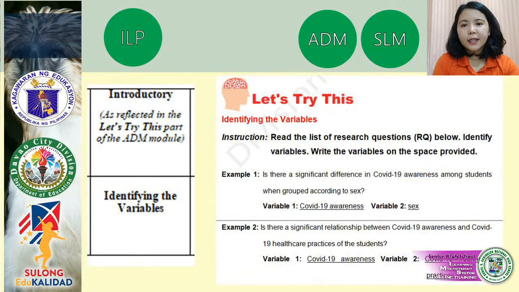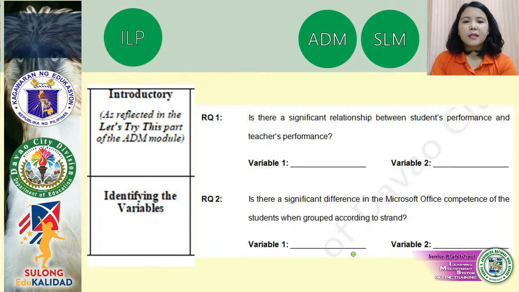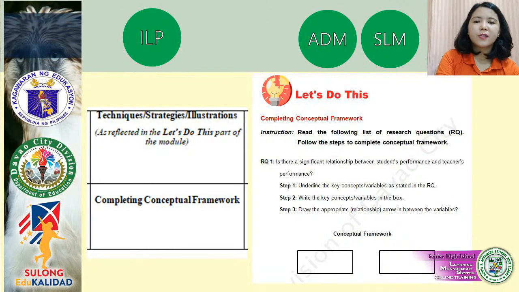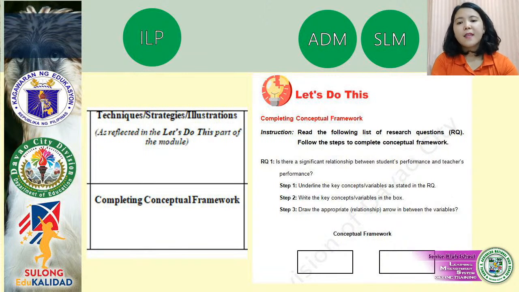In the introductory part, that's reflected in Let's Try This activity, we have identifying the variables. So in our initiated ADM SLM, we have identifying variables with the instruction. The students are prompted with 2 research questions, wherein they are going to identify the variables in the research questions. In the ILP, the techniques, strategies, or illustrations, which is reflected in Let's Do This, that's completing conceptual framework. So in our ADM, this is how it looks like.